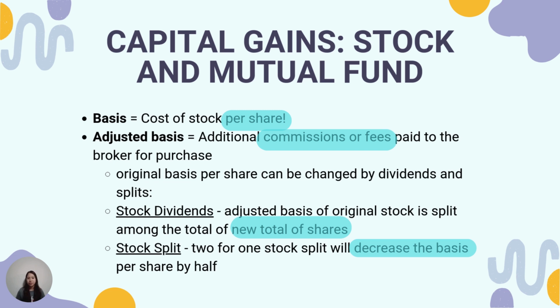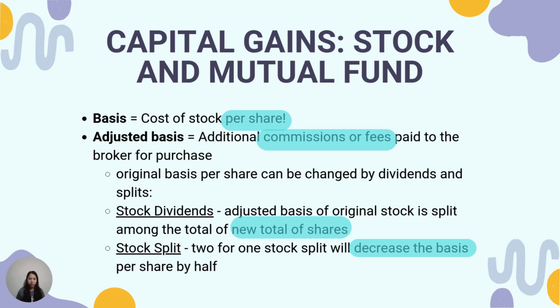The adjusted basis is any additional commissions or fees paid to the broker for purchase. So that could be if my broker charged a $10 fee, then the new basis would be that $300 that we put into one share plus the $10 that we paid in commissions. So the adjusted basis would be $310. The original basis per share can be changed, though, by dividends and splits. So what are those? These are activities or processes that a company will do that affects the basis of stockholders.